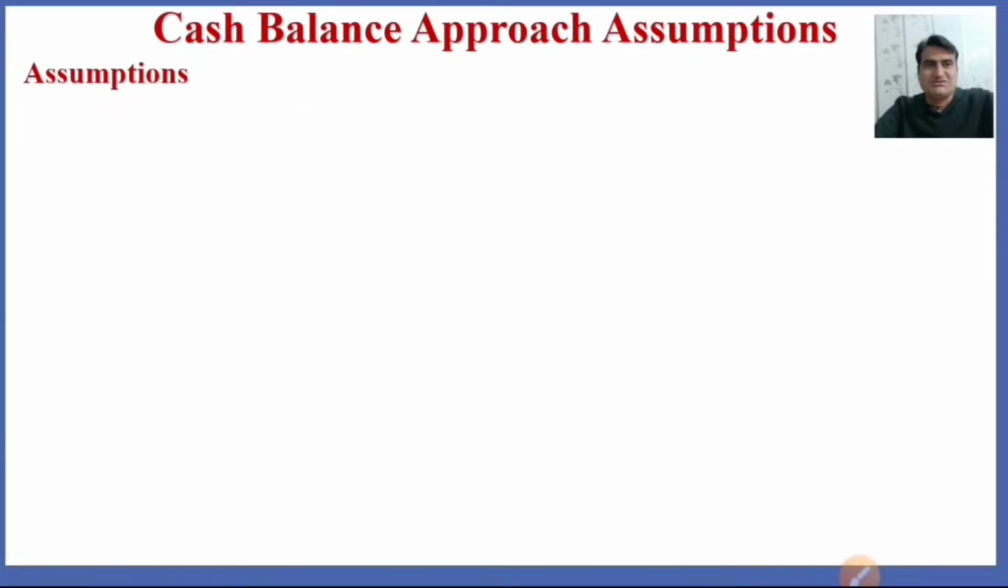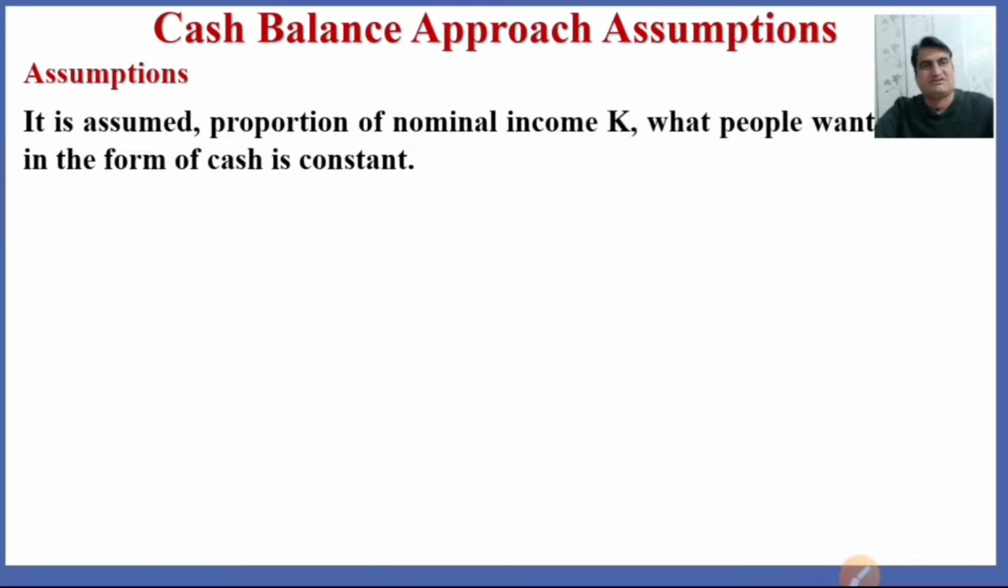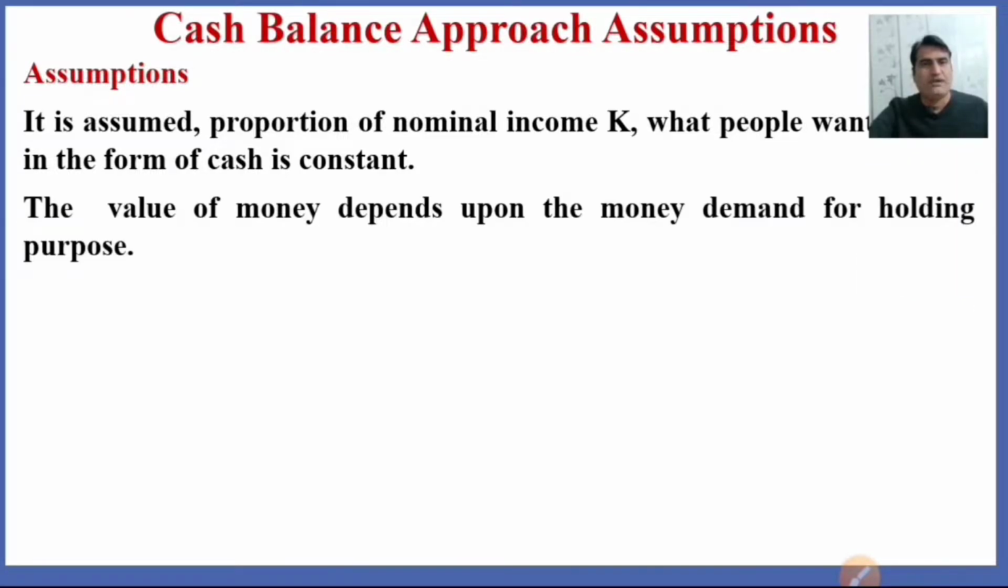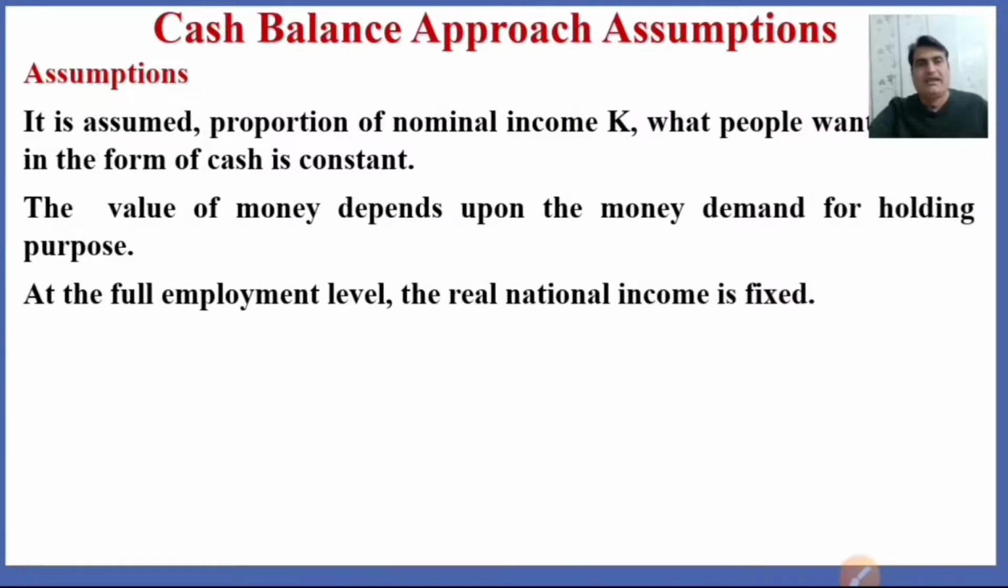What are the assumptions on the basis of which this theory functions? This theory assumes that the proportion of nominal income K, which people want to hold in the form of cash, is constant. The value of money depends upon the money demand for holding purposes, and at the full employment level, the real national income is fixed. So these are the assumptions on the basis of which this theory functions.